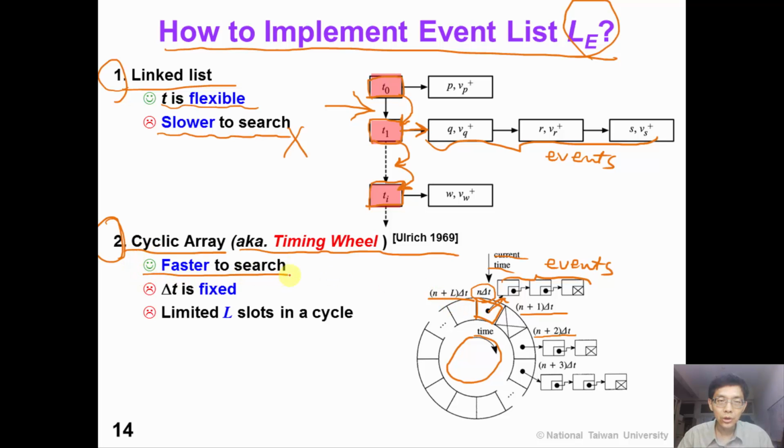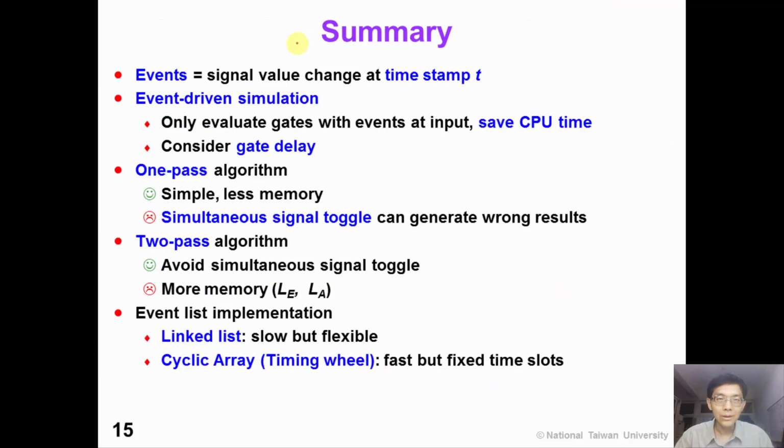The advantage of this data structure is that it's easy and fast to search. Suppose I want n plus 3 delta t, I can directly access this time slot. But the problem is that the time slot is fixed. So we cannot have something like 0.5 delta t. This is not allowed. And there are only L slots available in a cycle. You cannot insert an arbitrary slot between two existing slots. This is not allowed.